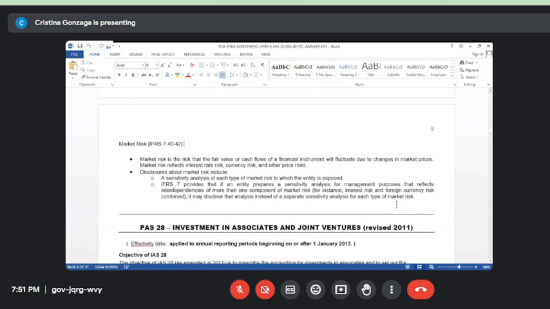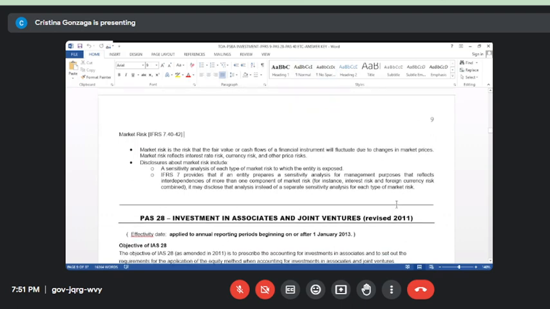Liquidity risk. Ano pa? Market risk. So may mga risk analysis ka pa na ipe-present sa notes to financial statement. Kaya talagang madugo ang accounting for and presentation of financial statements with respect to financial instrument.